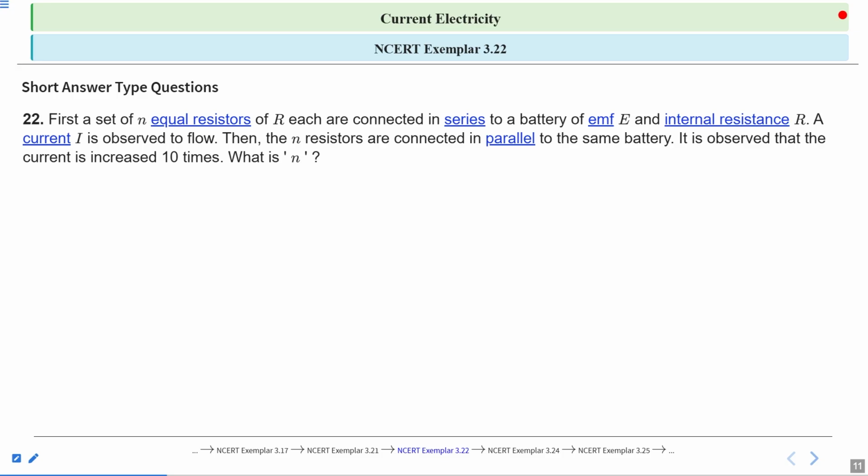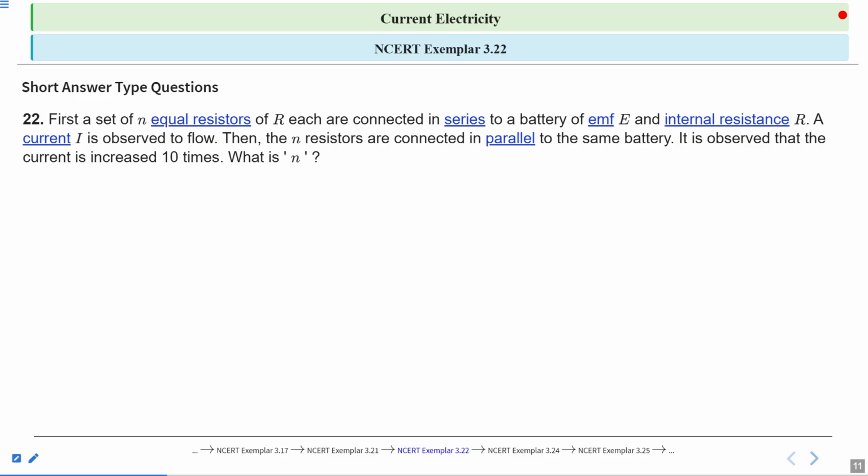There are 2 cases. We have n identical resistors of resistance R each. In the first case, they are connected in series to a battery of EMF E and internal resistance R, and a current I is observed to flow. In the second case, these n resistors are connected in parallel to the same battery of EMF capital E. It is observed that the current is increased to 10 times as compared to the current in series.